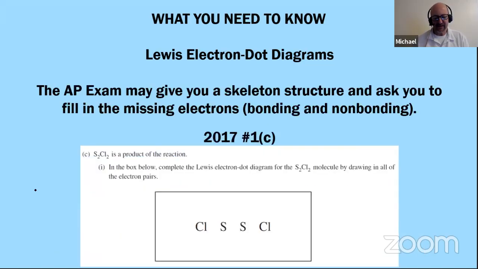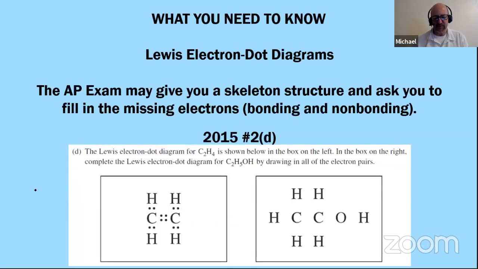Or from 2017, in the box below, complete the Lewis electron-dot diagram for the S2Cl2 molecule by drawing in all of the electron pairs. So they've taken some of the work out for you. Here's another example from 2015, where they have given you a structure on the left, and they asked you to complete the Lewis electron-dot diagram for the structure on the right by drawing in all of the electron pairs.